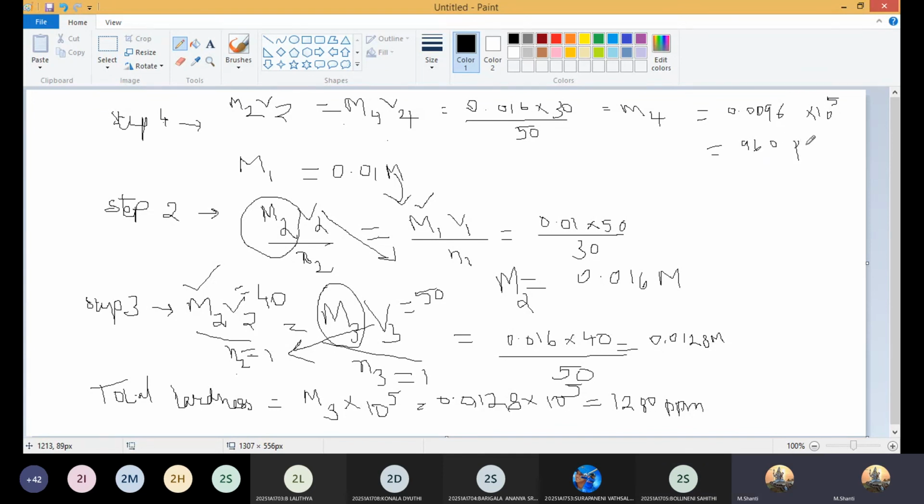How to calculate the temporary hardness now? Total minus permanent hardness. How much is that? Temporary hardness is 320, ma'am. That is equal to 320. Understood now how to solve this? Because this is the most important question you can expect. This is for a lengthy answer, so each and every step you have to be very careful.